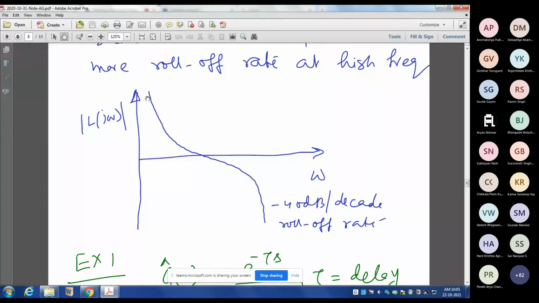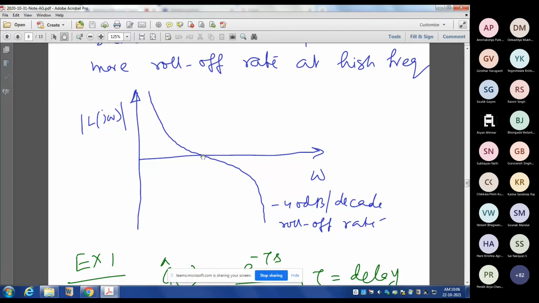Again, in order to have a low complementary sensitivity value, we should have low gain at high frequency. That's why for a practical system the loop behavior should look like this. This is your gain versus frequency: at low frequency high gain and at high frequency low gain. Even it should be minus 40 dB per decade, or even higher, in order to have least effect of the neglected dynamics.